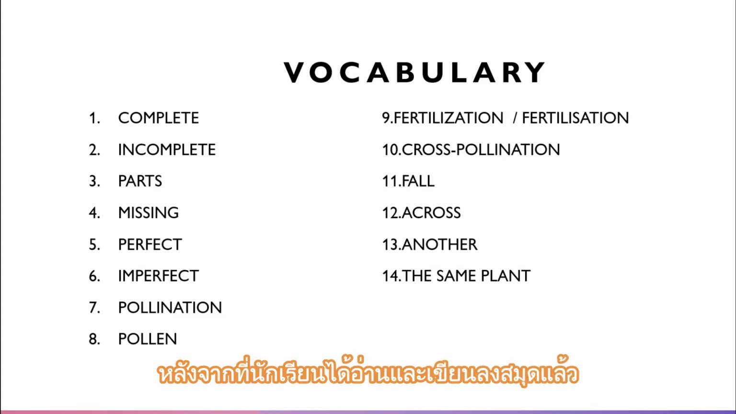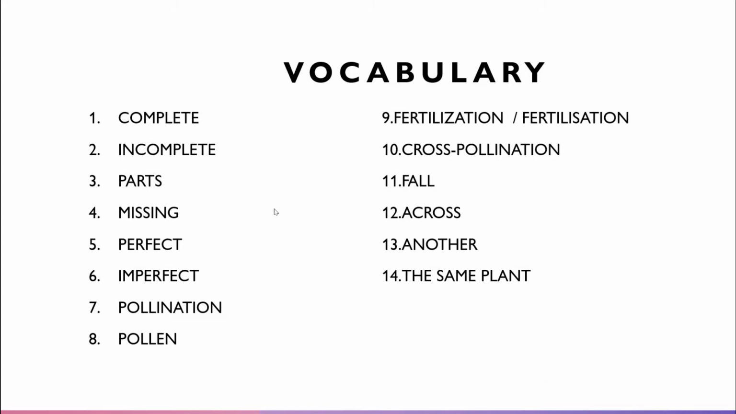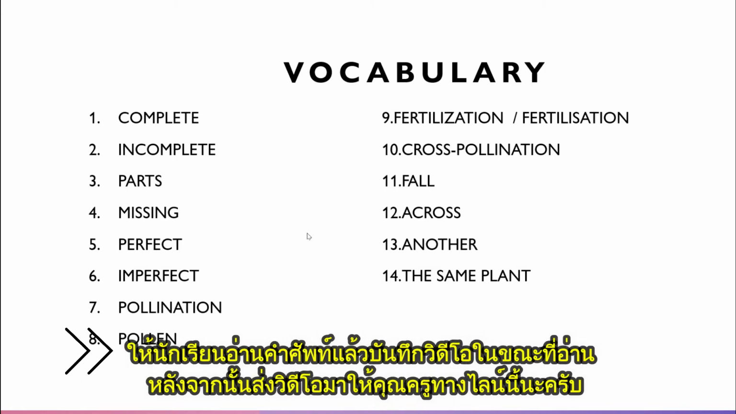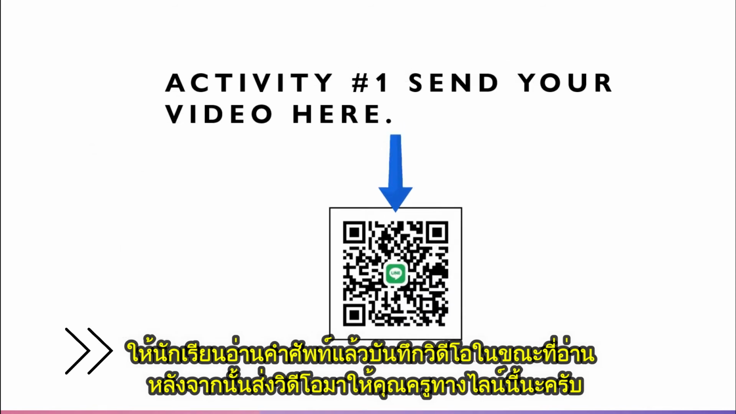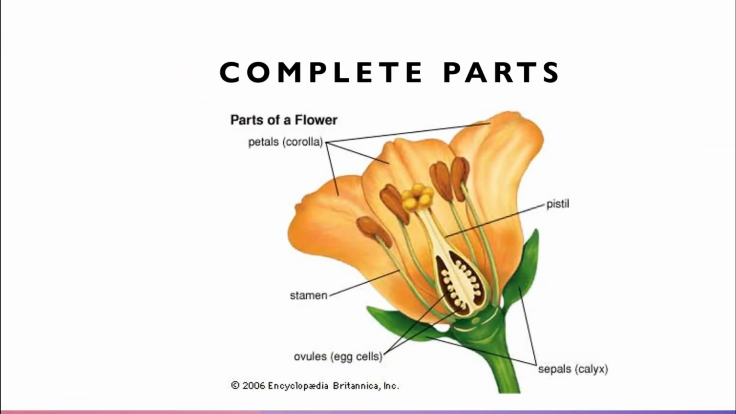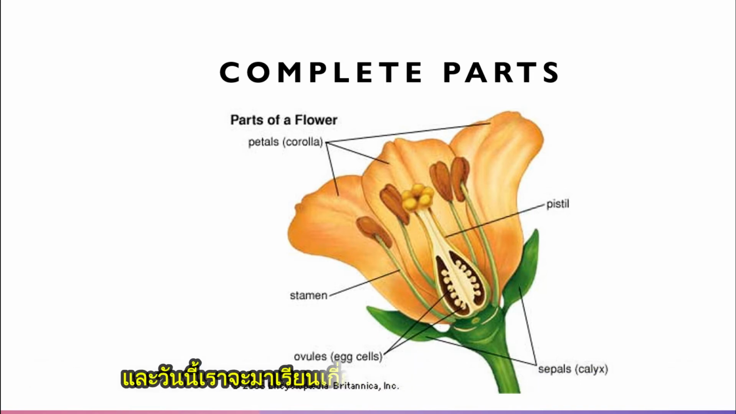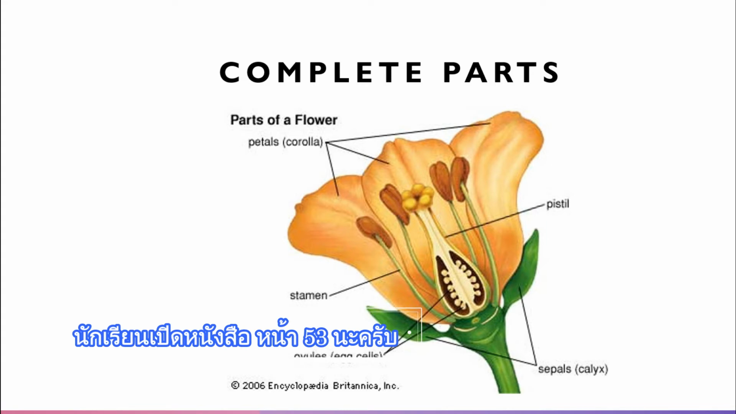Okay, so after you write this, you are going to read these vocabularies and send your video to my line. Okay, so in your book, on page 53, last time we talked about parts of the plants, the parts or structures of the flowers, and today we will talk about pollination. You can open your book to page 53.